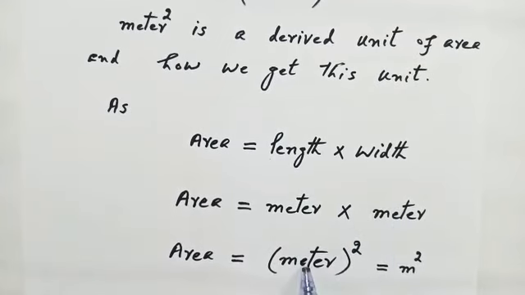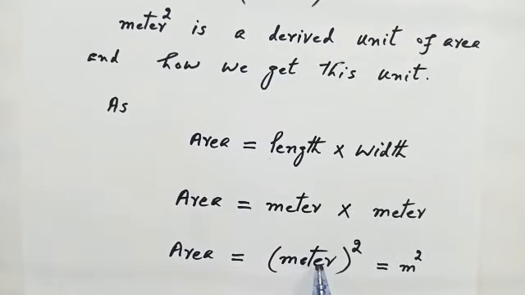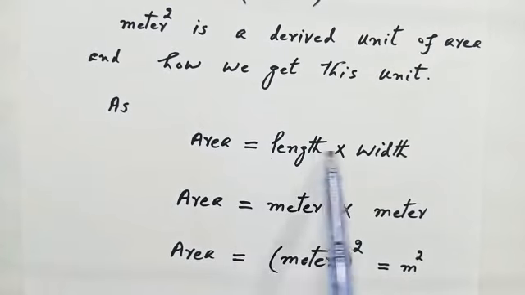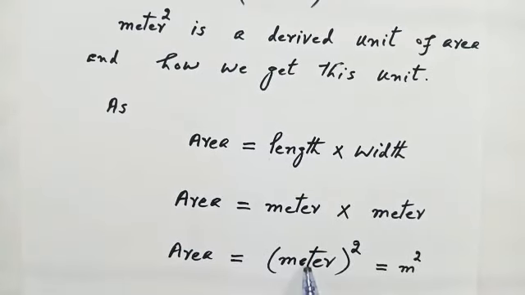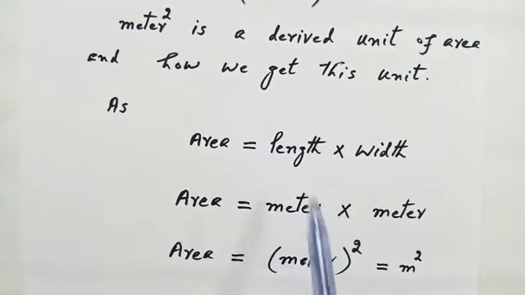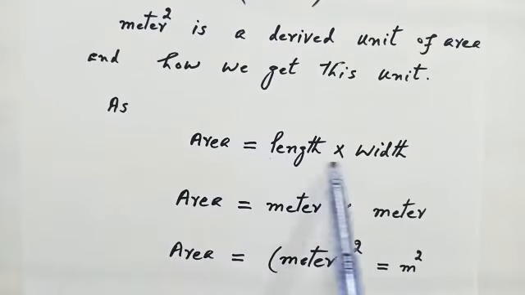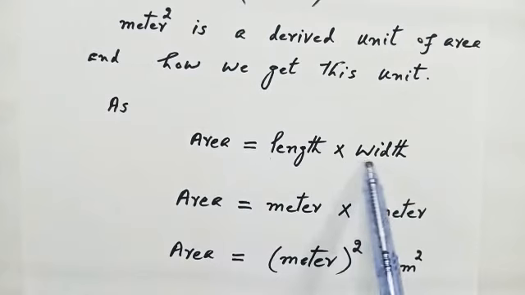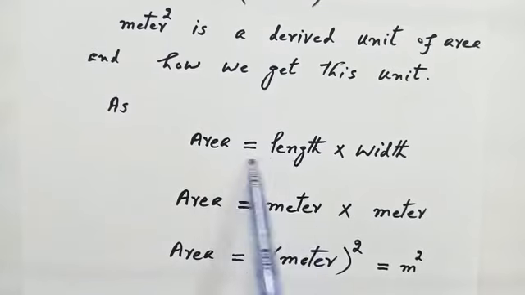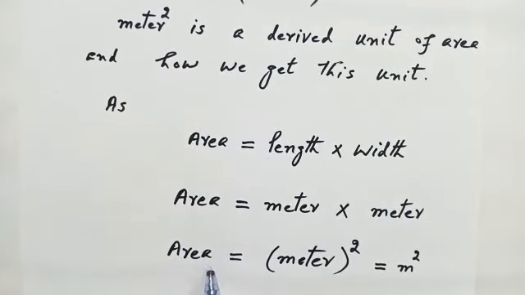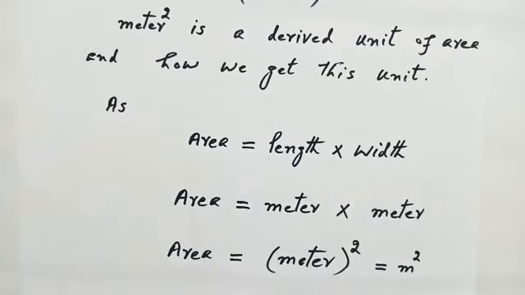So meter into meter is meter square, and meter square is a derived unit. We get this derived unit from this equation. Every physical quantity has its own equation, and from that equation we get the derived unit. So area is a derived quantity, its unit is a derived unit, and we get this derived unit from this equation. Meter square is written as m square.